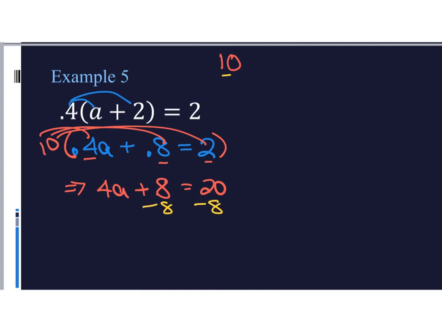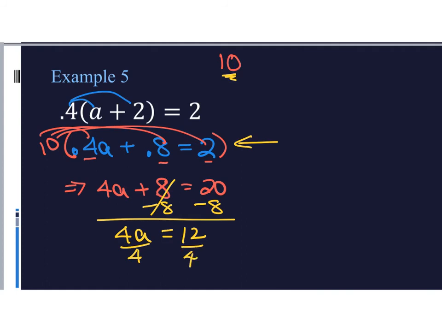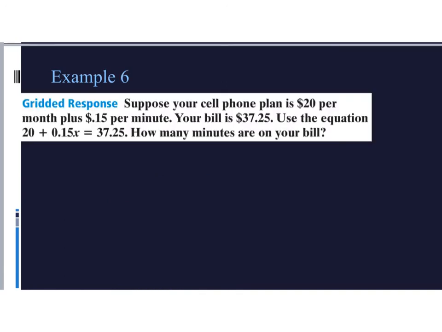And again, I'm only multiplying by 10 because I don't want to deal with the decimals. If you like decimals, by all means, at this step right here, you could have started moving your numbers around and solving for a. So at this point, however, I subtracted 8 from both sides. This is going to give me 4a equals 12. Divide both sides by 4. And a equals 3.